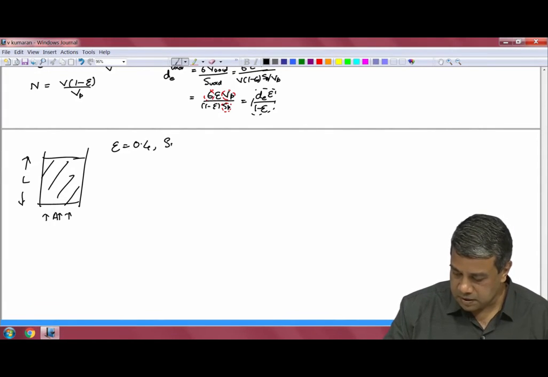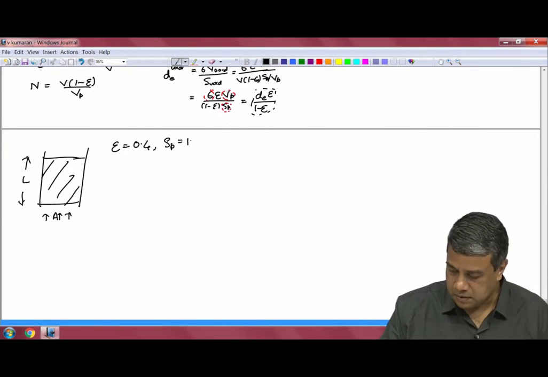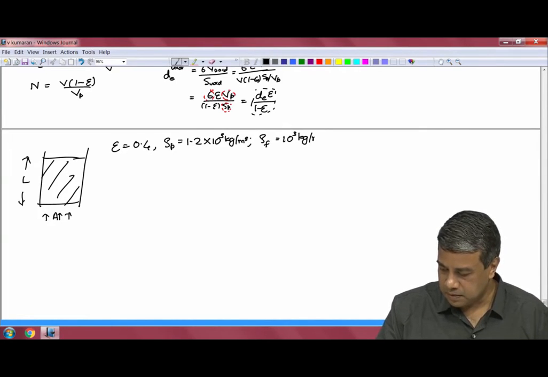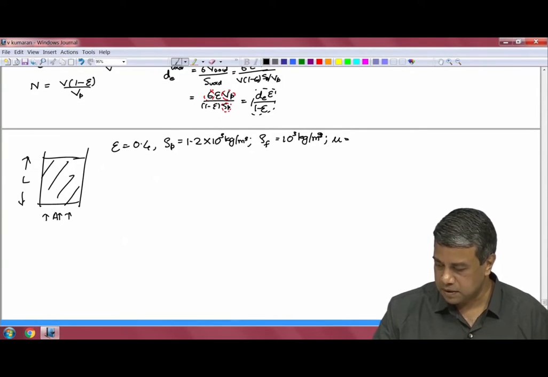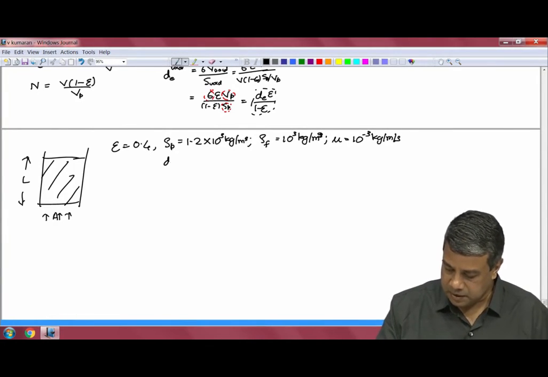The density of the particles is equal to 1.2 into 10 power 3 kg per meter cubed. The density of the fluid is equal to 10 power 3 kg per meter cubed. And the viscosity is equal to 10 power minus 3 kg per meter per second. And the diameter of the particles is 1 centimeter, which is equal to 10 power minus 2 meters.